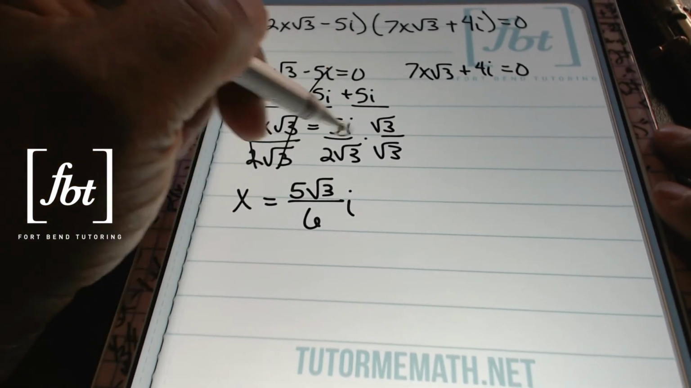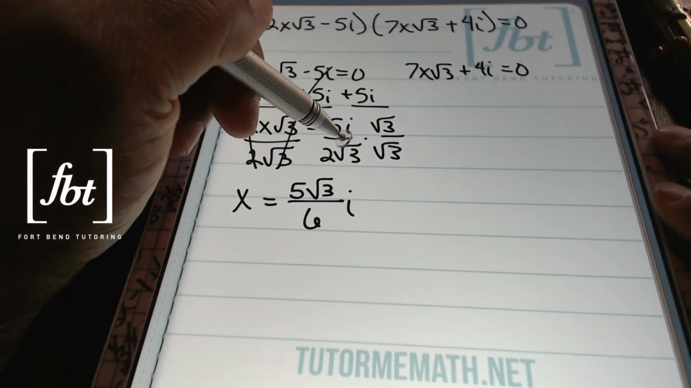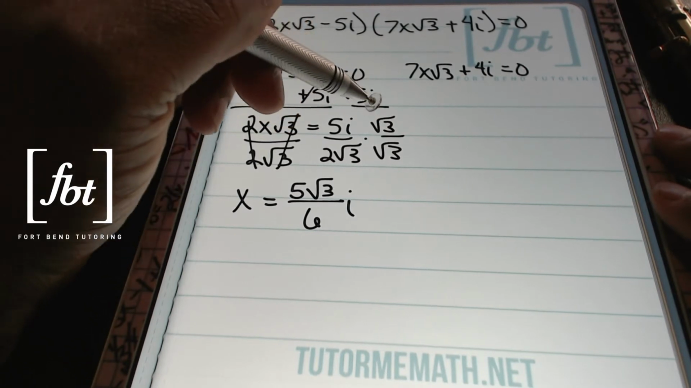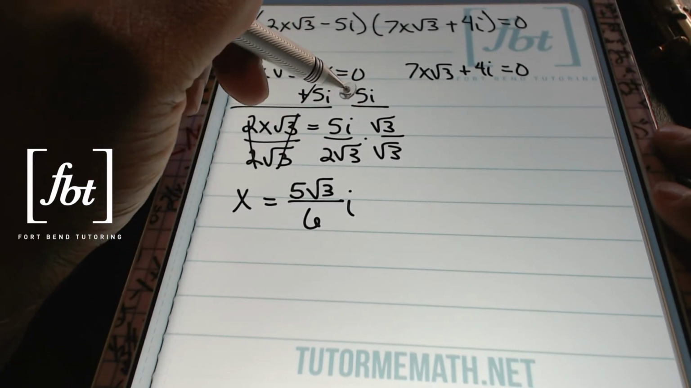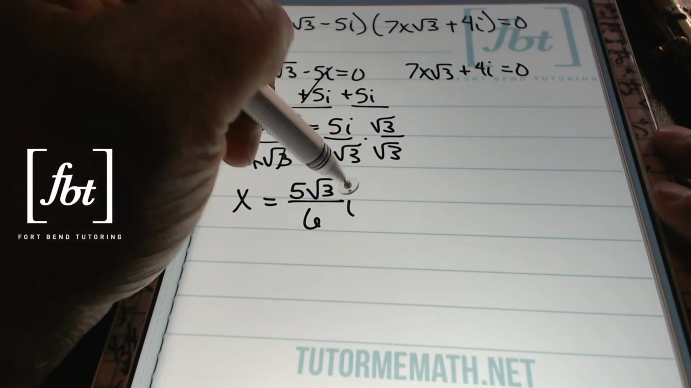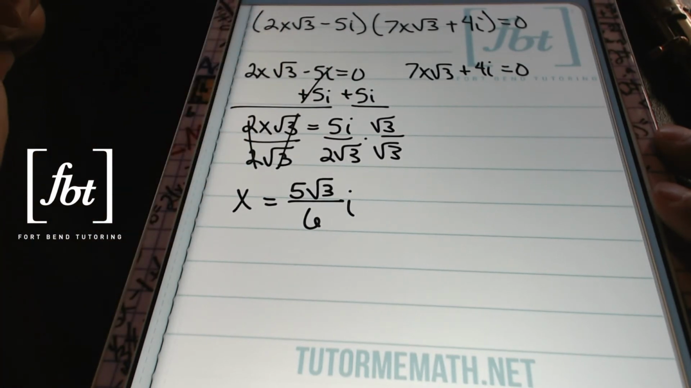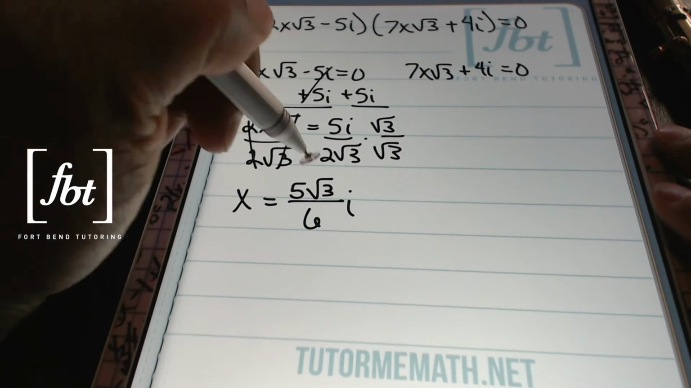Okay, so multiplying straight across the denominator, we know we have 2 times square root of 3 times square root of 3, which is 3. That 3 times 2 gives you 6. We multiply straight across with the 5 times the square root of 3 to get 5 times the square root of 3, and then you had, of course, your imaginary value i. So that takes care of one solution.